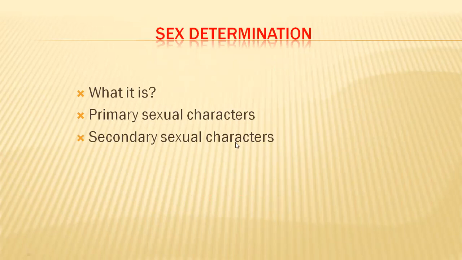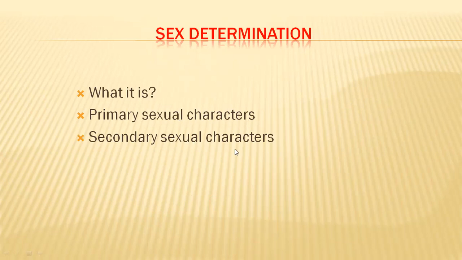So what are these primary sexual characters? Primary sexual characters are the external genitalia and the gonads of the organisms, like they may be testes or they may be ovaries. If the male external genitalia and testes are there, they are called male primary sexual characters. And ovaries and female external genitalia make the primary sexual characters of female organisms.